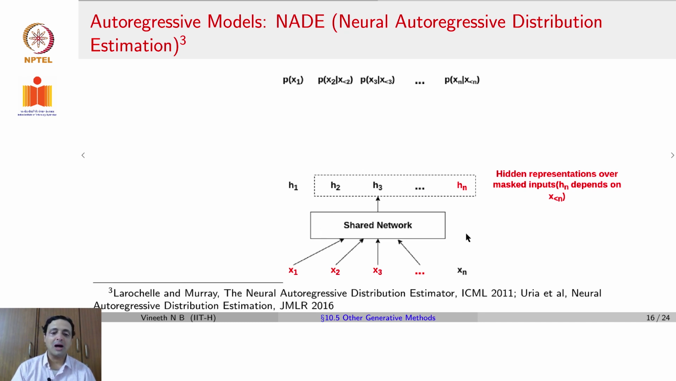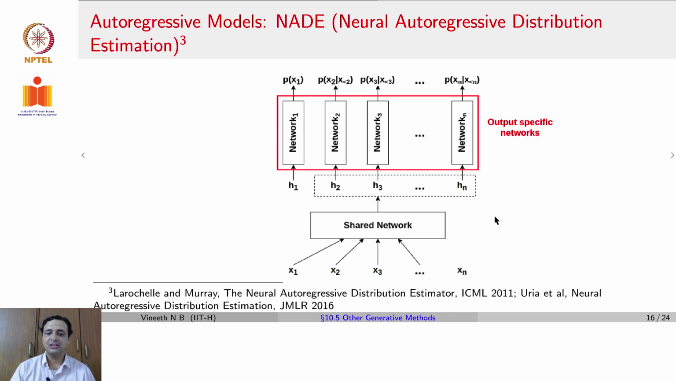One would have to mask the inputs to ensure that the corresponding inputs reach the corresponding nodes in the hidden layer. What happens after this? Each of these h1 to hn are provided through a different network to get P of x1, P of x2 given x less than 2, and so on.